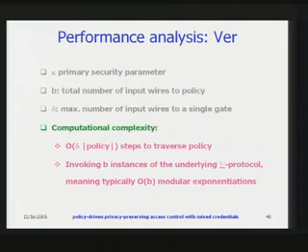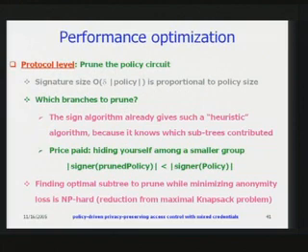So for the verification, we have a corresponding complexity measurement. The main issue is that the complexity is proportional to the size of the policy circuit. So we can achieve a little bit better. We can do this at the policy level, by which we mean that we can prune the policy circuit.